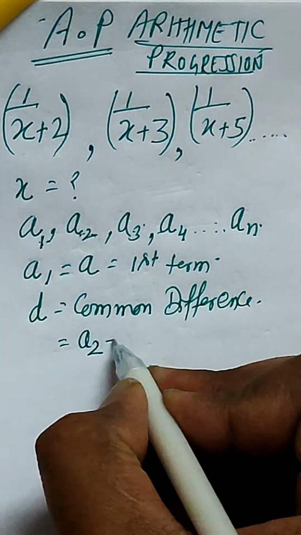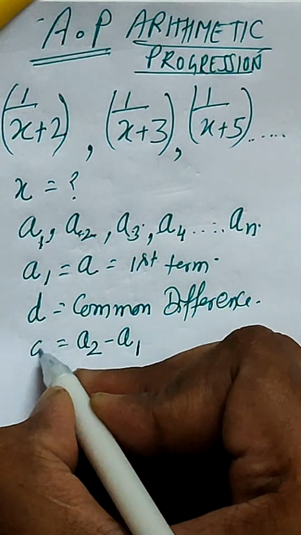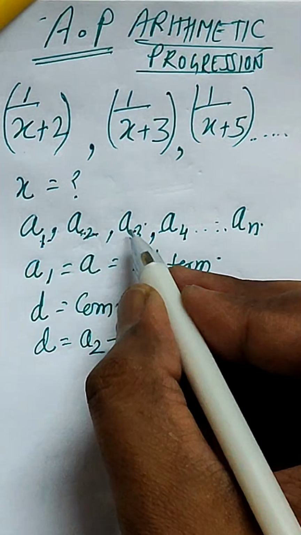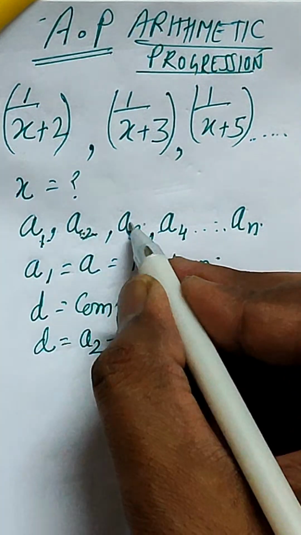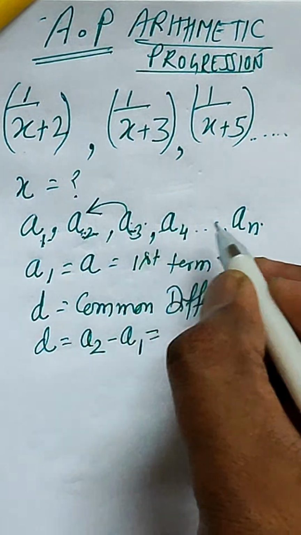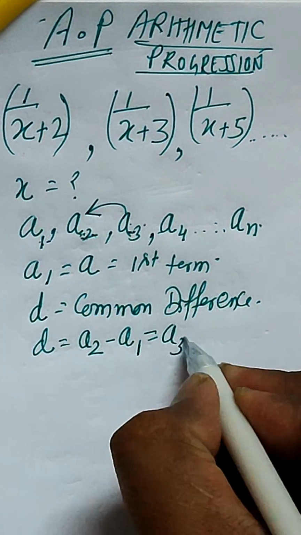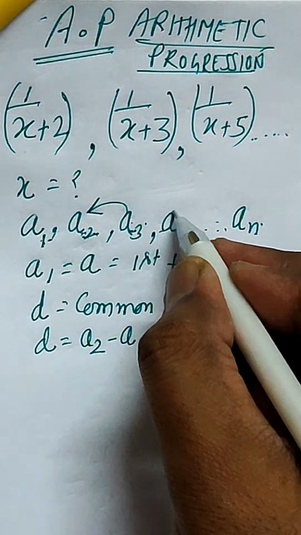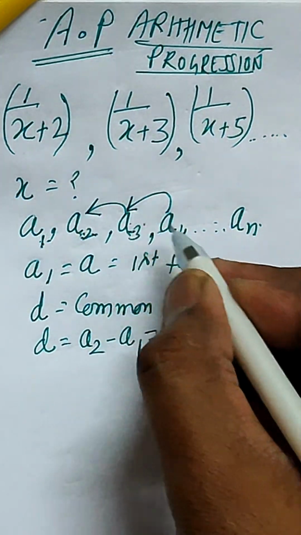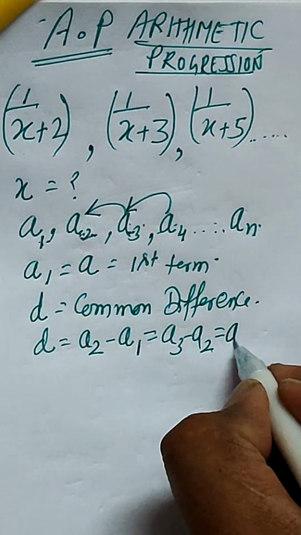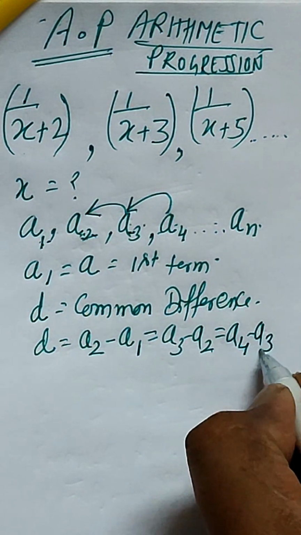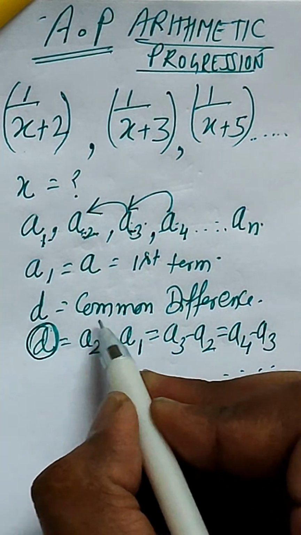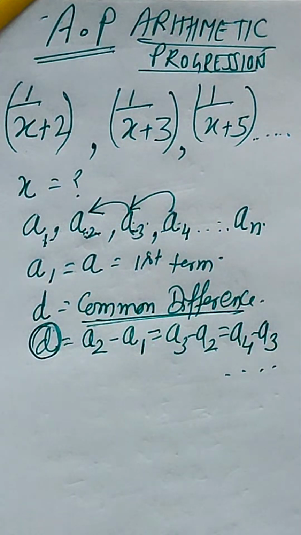So this will be A2 minus A1, and this common difference will be equal to the successive term subtracted from its previous one. So A3 minus A2 will also give the same value. That is your common difference, and that is equal to the fourth term minus the third term, A4 minus A3, like that. So all these are common differences which will be the same.